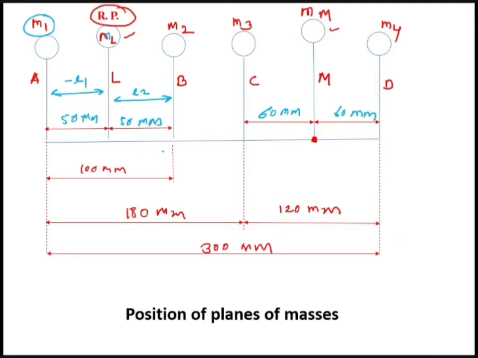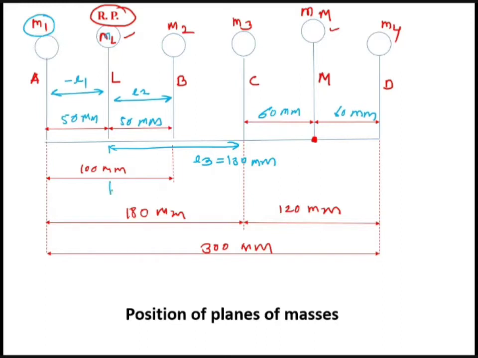Then what is L3? What will be the distance of mass m3 from the reference plane? This distance will be L3. It is nothing but this distance, where the total distance is 180 mm, so 180 minus 50. So L3 will be 130 mm. You have to compute in this way.